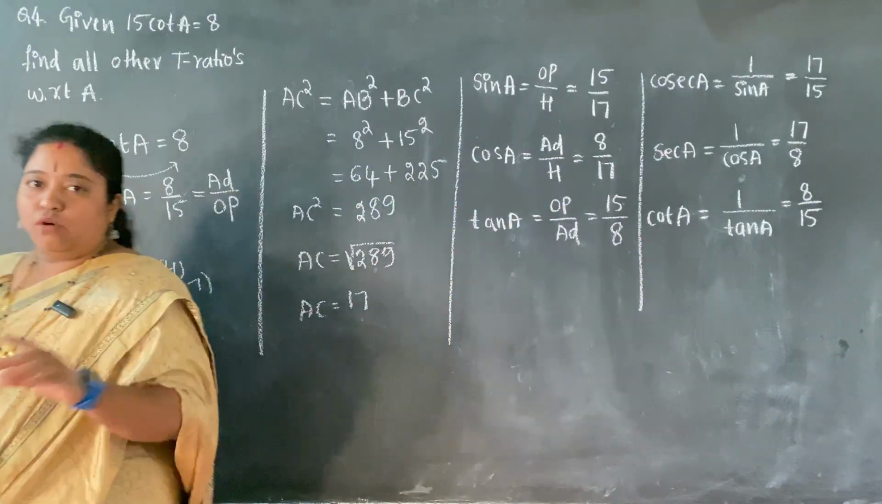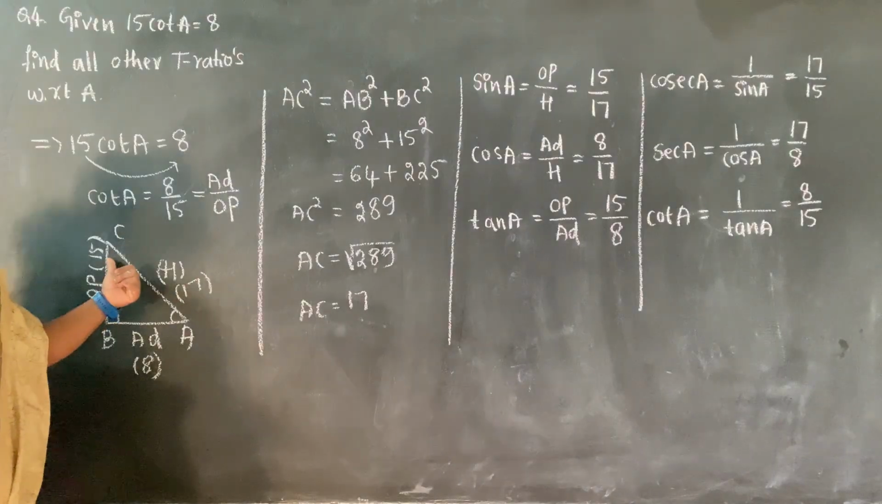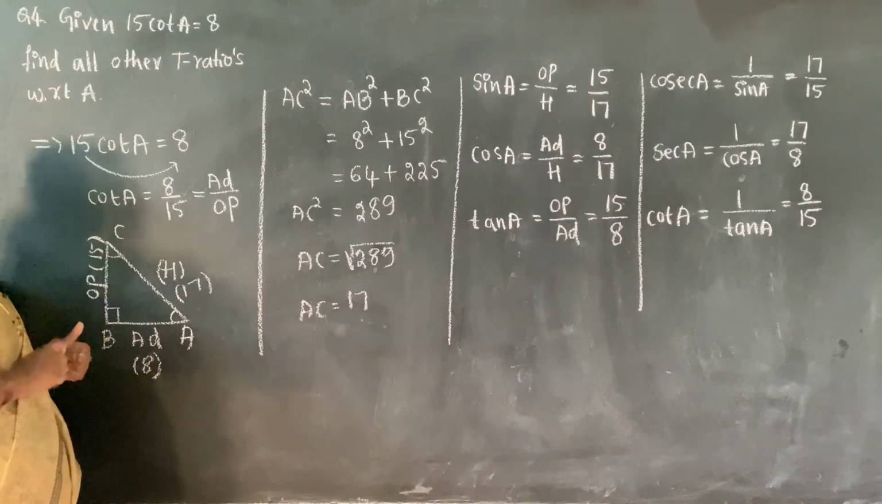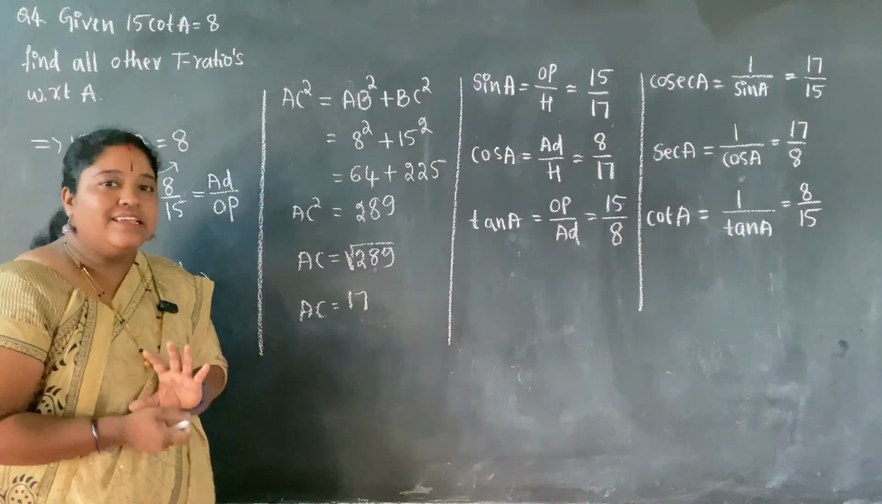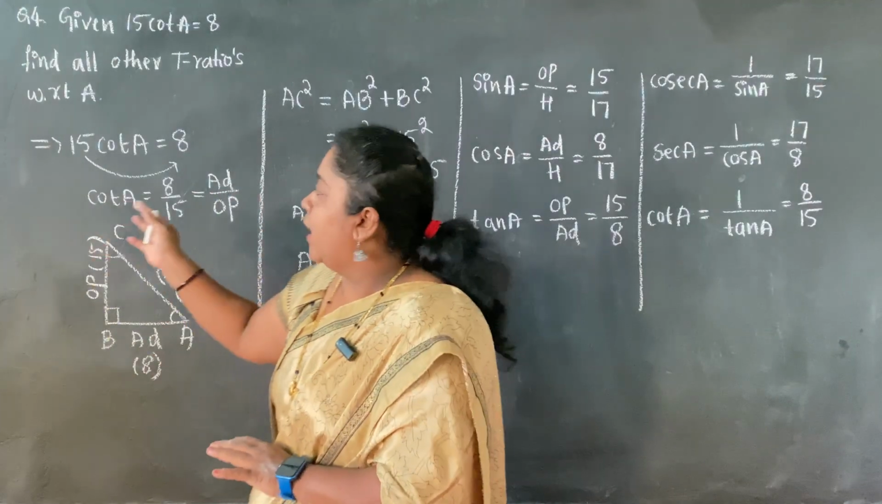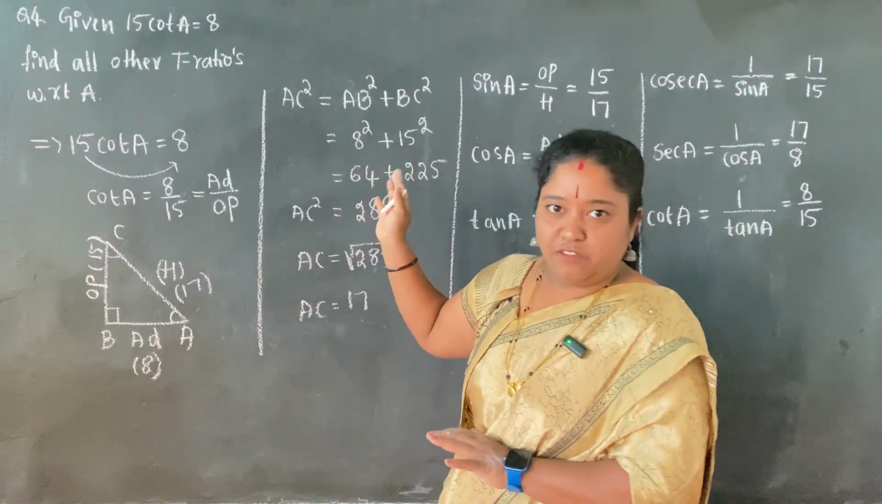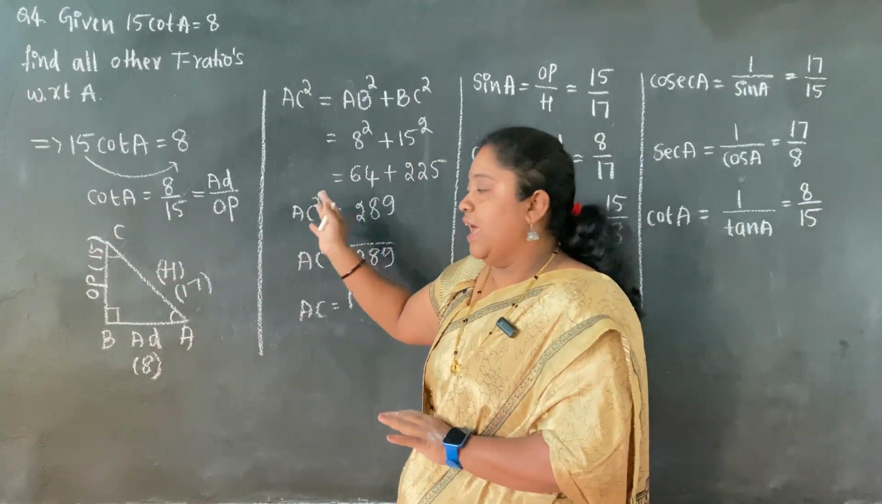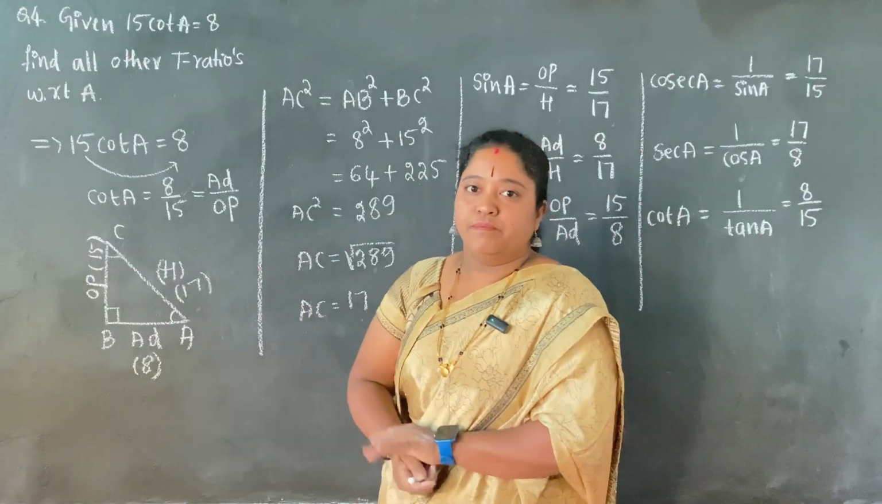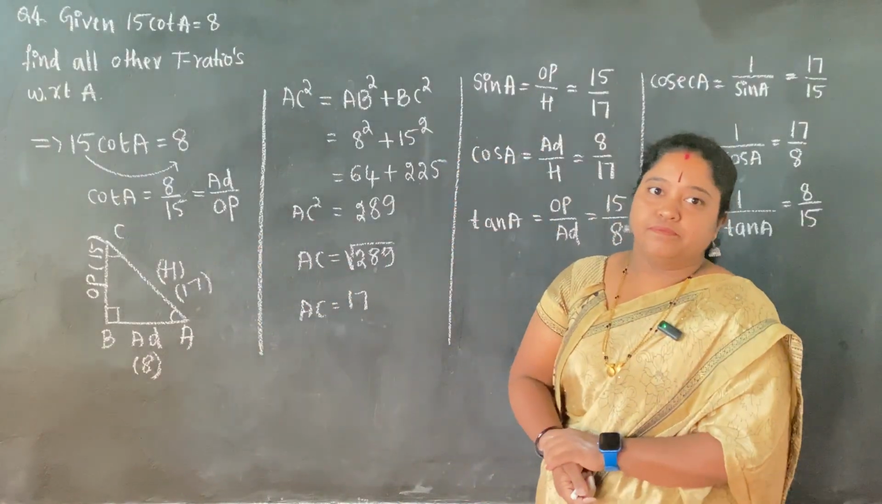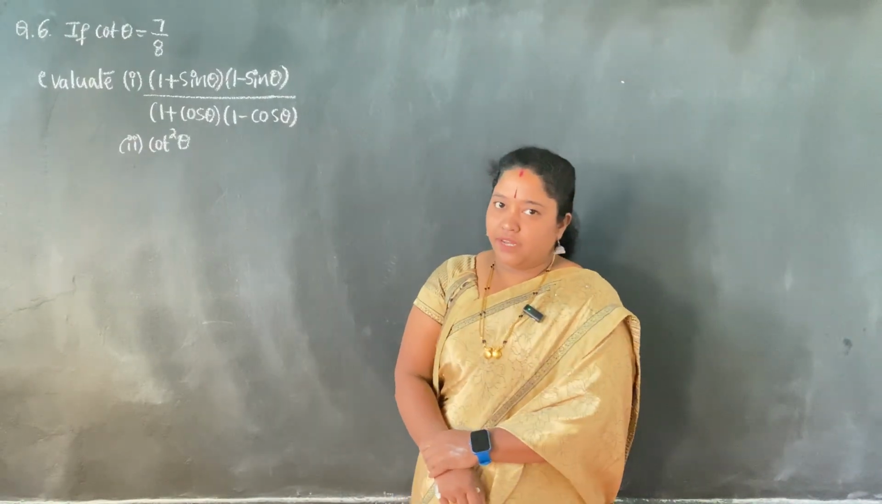And now you can also write the trigonometric ratios with respect to angle C by considering angle C as the considered angle, and write all the trigonometric ratios with respect to that. And you can send the answer in the comment section. We'll go to the next question.